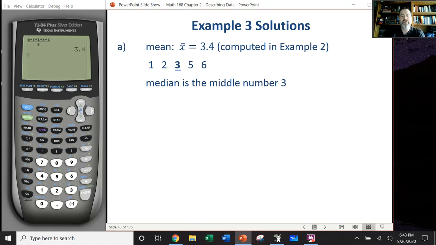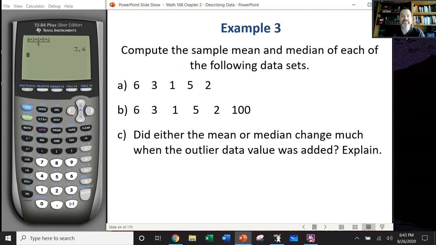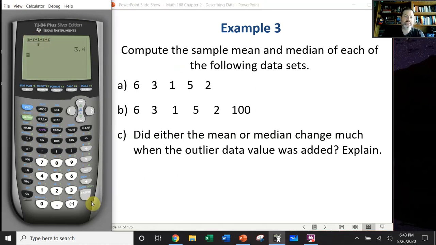Pretty easy stuff. Let's look at part B. In part B, it's almost the same data set, but it's a little bit different. Let's compute the mean of this data set. So I don't want to type all this in again, so I'm going to go second entry. It retypes it for me and allows me to edit it. And then I'm just going to hit the back arrow until I get back in the top. And then I'm just going to type plus 100. Now I have to change the bottom number to a 6 because I don't have 5 data values anymore. Now I have 6. And now my mean is 19.5.